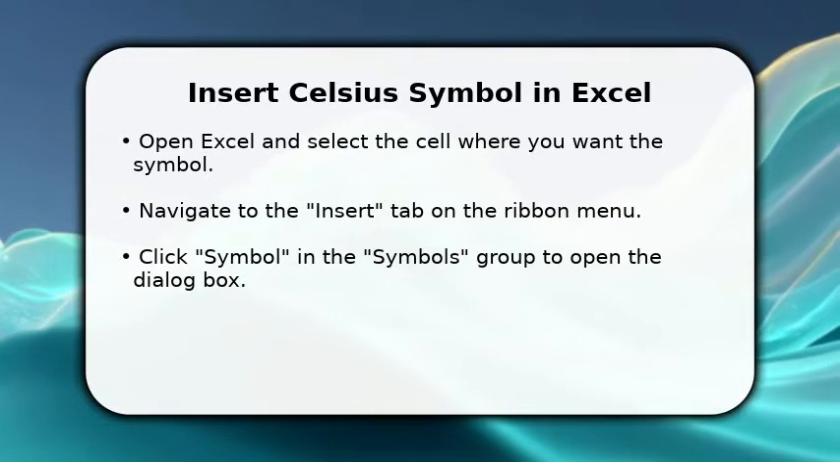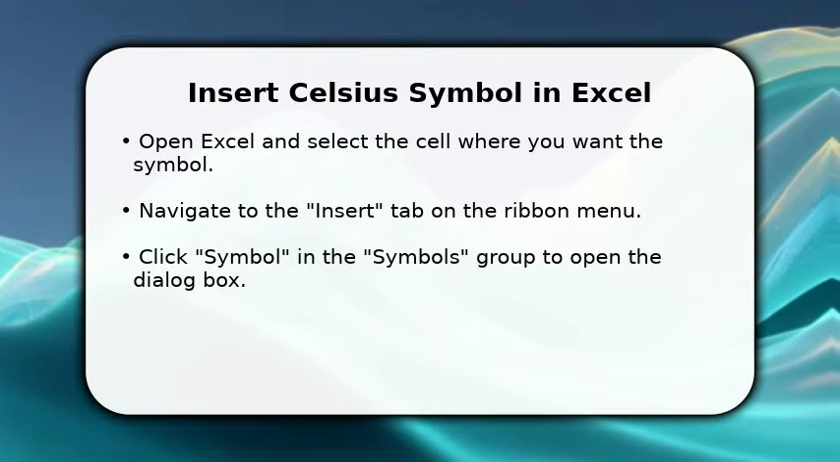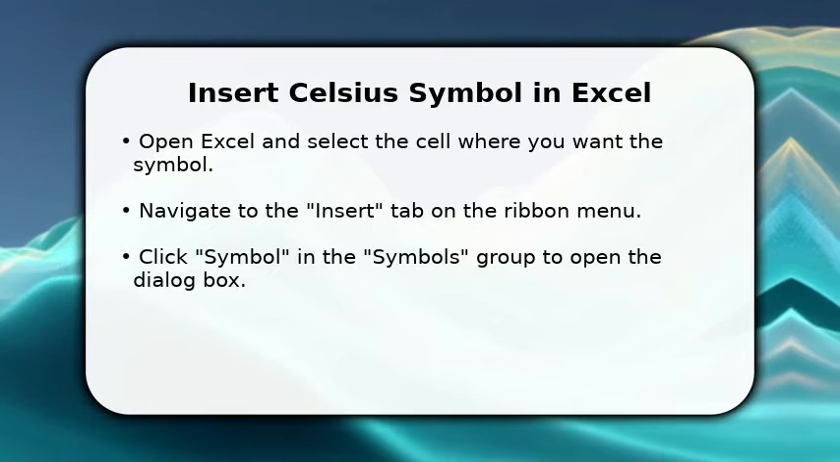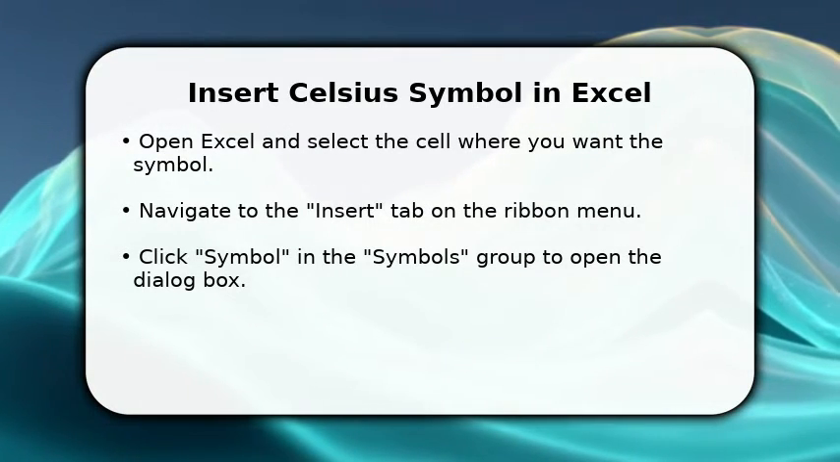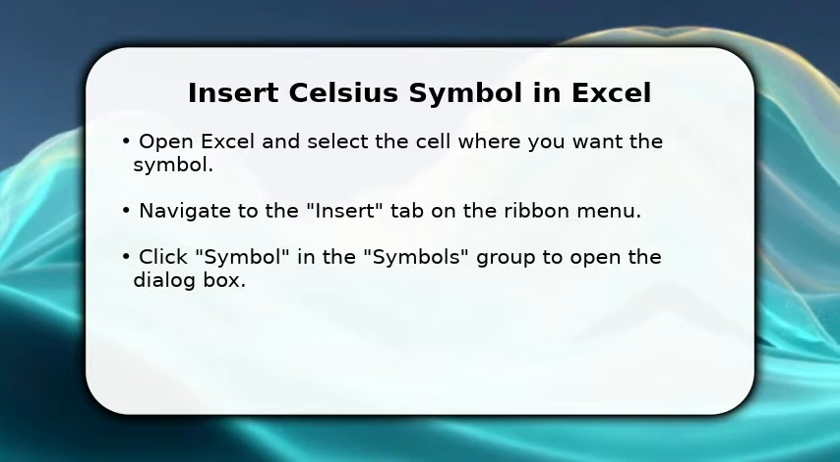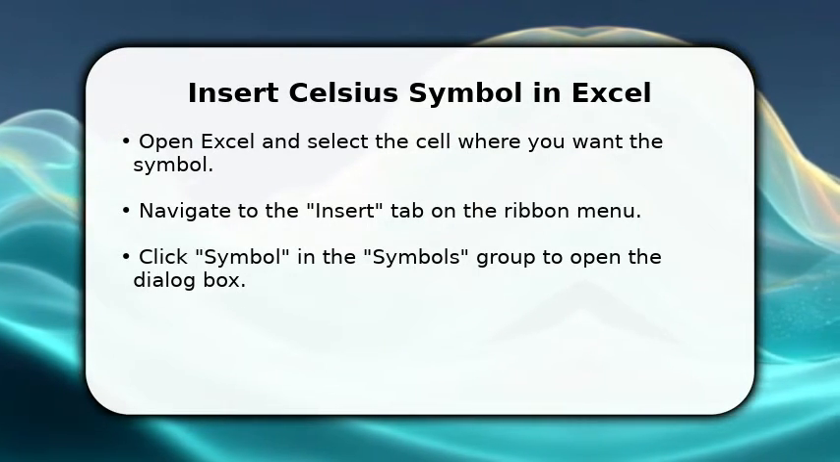In this video, I will show how to type the Celsius symbol in Excel. First, open your Excel spreadsheet and click on the cell where you want to insert the symbol. Next, go to the Insert tab located on the Excel ribbon at the top of your screen. From there, find the Symbols group and click on the Symbol button.